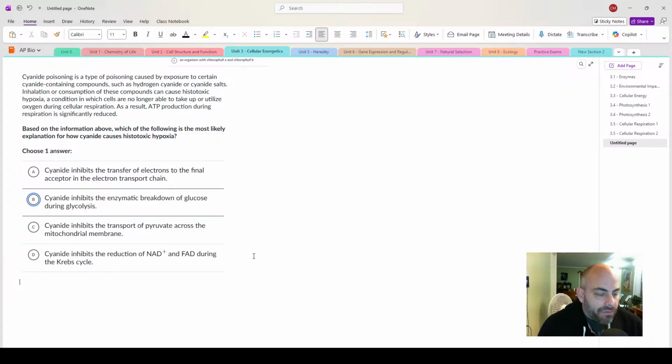Is it A because of ATP synthase in the ETC? Yeah, it's A because, yes, it is, but ATP synthase is only happening because the electron carriers are able to drop off their electrons. And why are they able to drop off their electrons? Because oxygen is present. If oxygen is not present, then they're unable to do that.